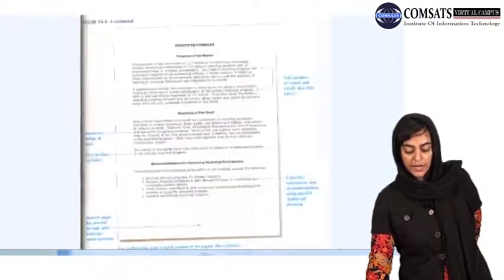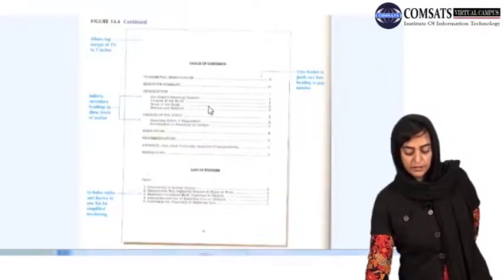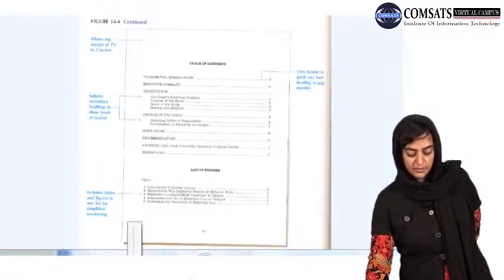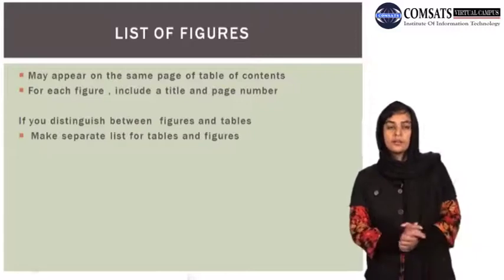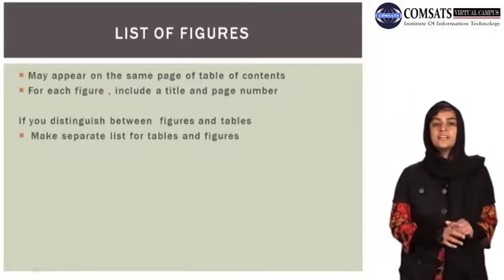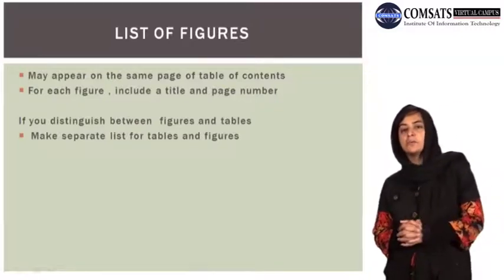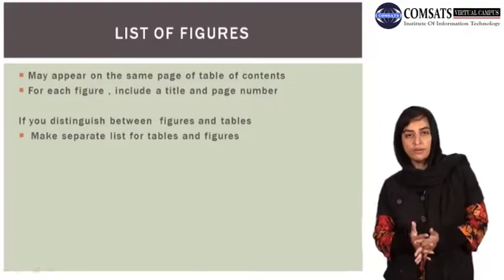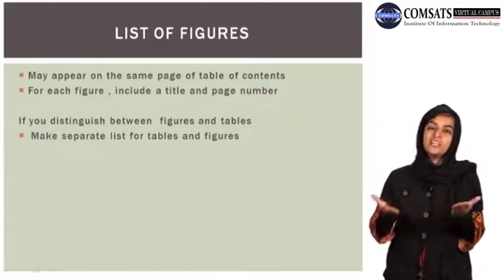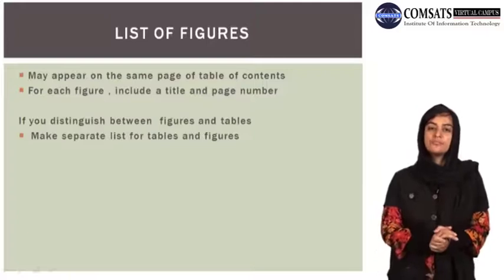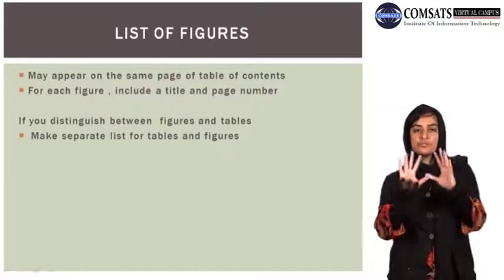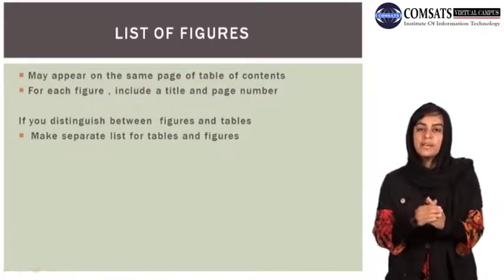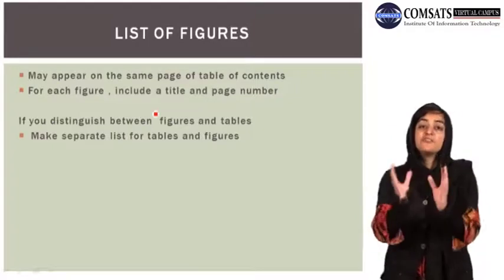Moving back to the table of contents, dear students, here we end up with the table of contents. Next thing, the list of figures. It is an optional part for an informal report, but normally is added in a formal report. Dear students, first you should know that the list of figures can be made part of the table of contents if the space permits.